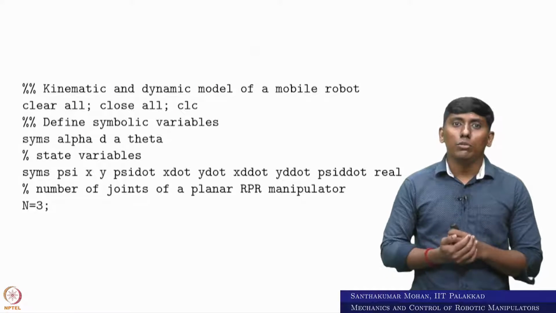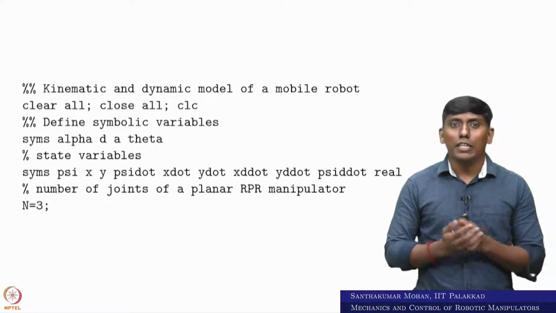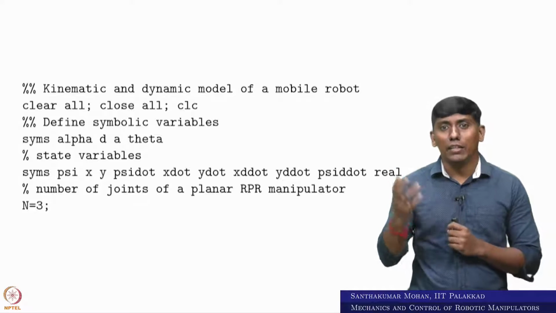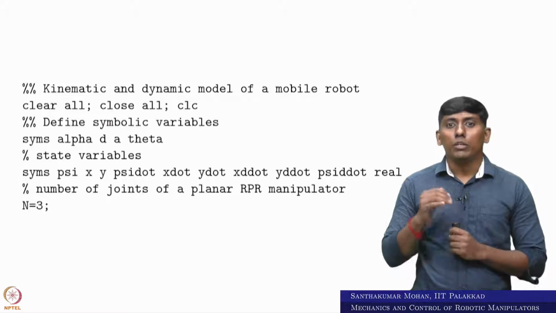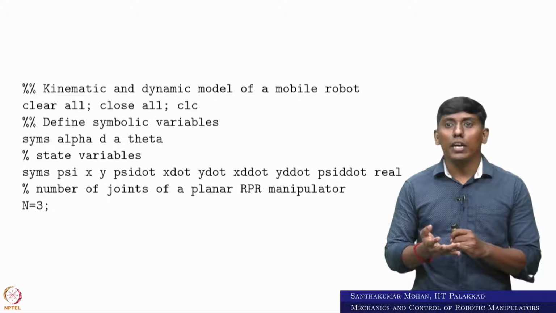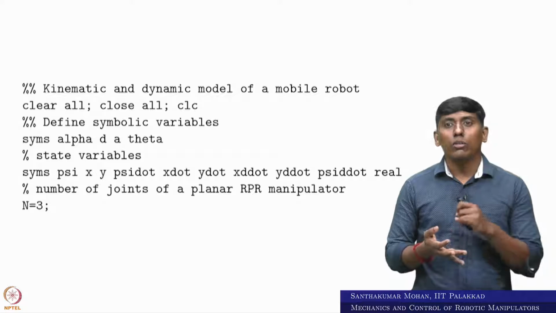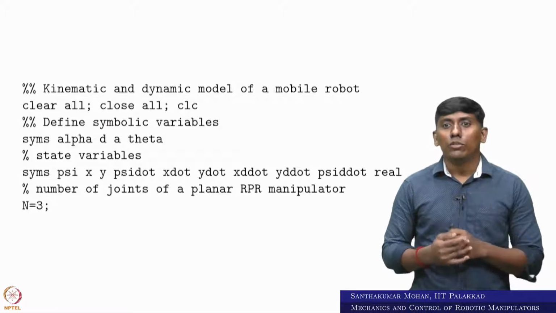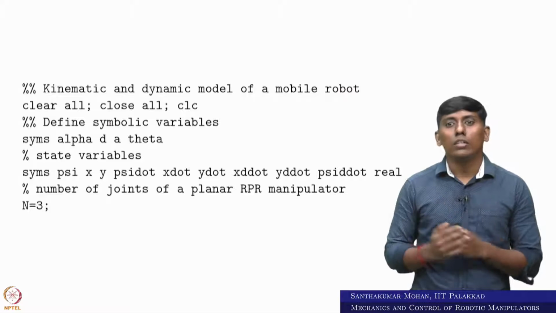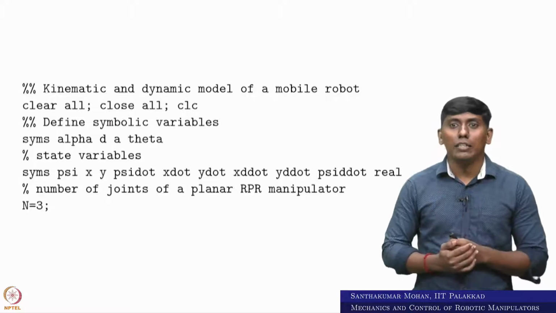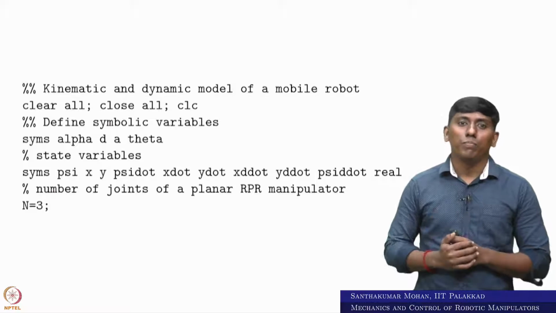So we are trying to derive the kinematic and dynamic model together. First we write the general DH parameters, which are alpha, d, a and theta. Further, based on this particular system, it would have psi dot, psi double dot, x dot, x double dot, y dot, y double dot, which we have written here. So y double dot we have written as y dd dot, similarly x double dot as x dd dot, and psi double dot as psi dd dot, okay, like that.